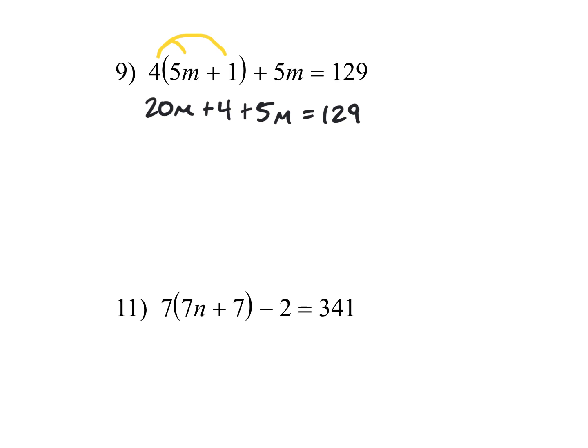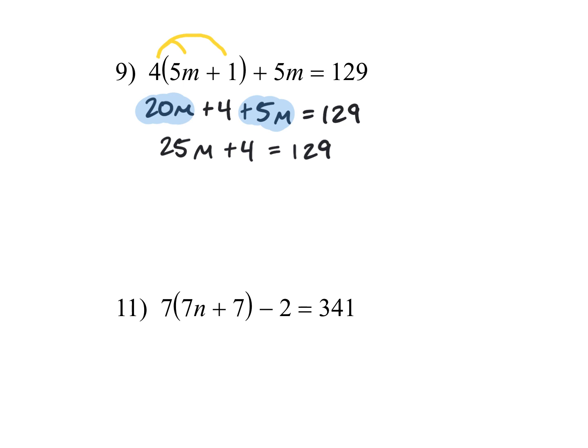Now, looking again at this, here's the next thing to look at. Have all your like terms been combined? No. You've got a 20m and a positive 5m. They are on the same side of the equation, so you just add them together. 20 plus 5 becomes 25m. You didn't do anything with the plus 4, so you bring it down. That is equal to 129.